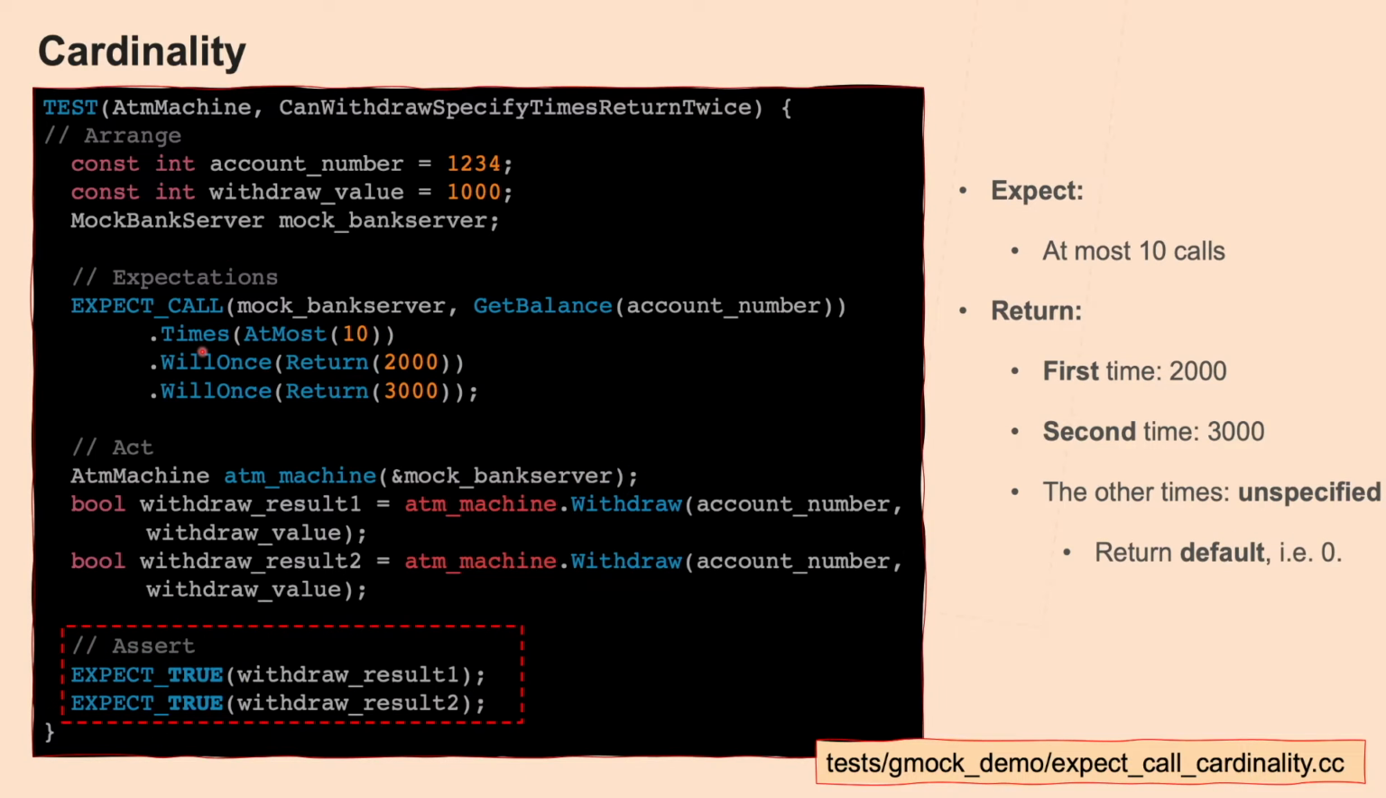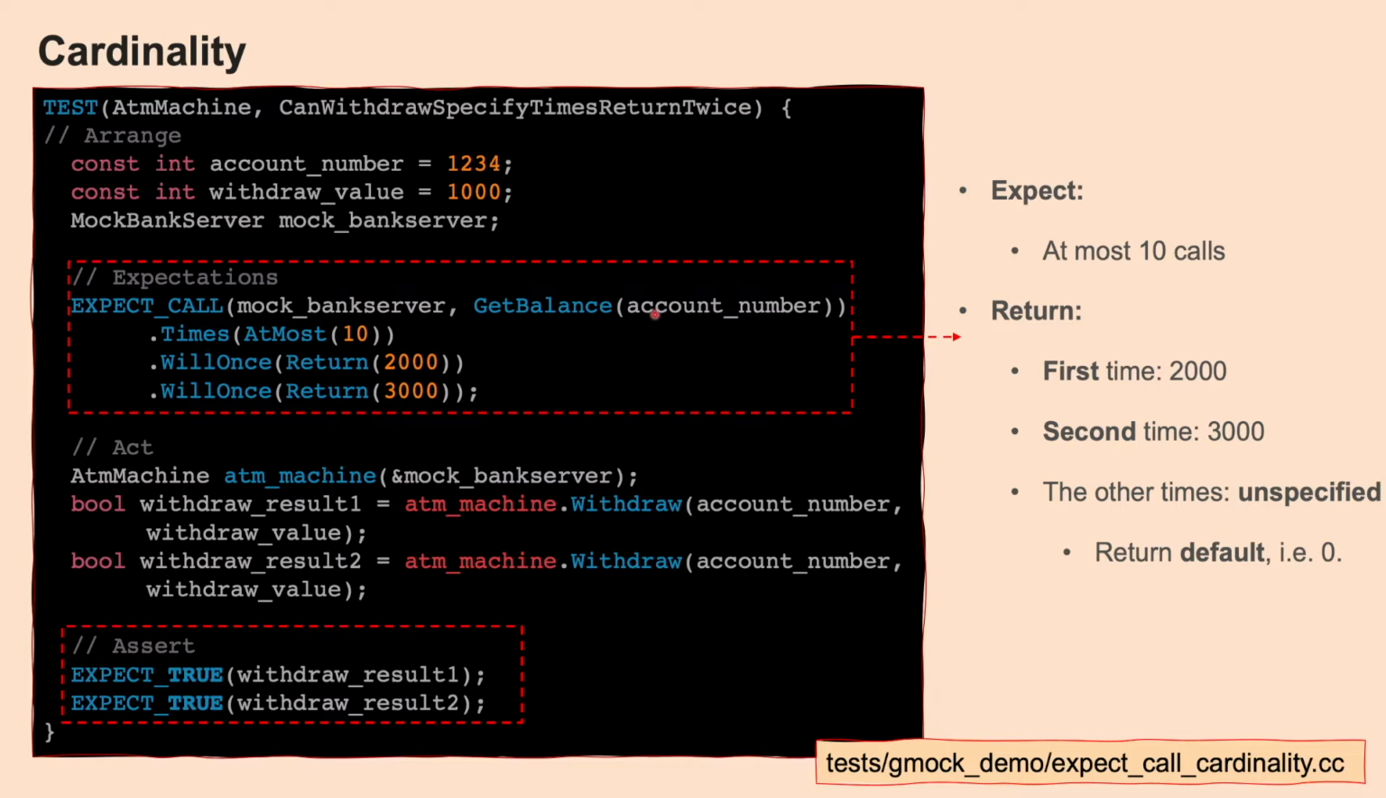Let's look at this example. Here I'm saying getBalance is called at most 10 times. The first time return 2000, the second time return 3000, and if it was called again, I didn't specify it, so for any time after, we again return default. Here I'm only calling withdraw twice. The first time it returns 2000, the second time it returns 3000. So notice that will once is used to specify what happens each time. The first will once specifies what happens for the first call, the second one specifies what happens for the second call, and if you don't specify the rest of them, it falls back on default.